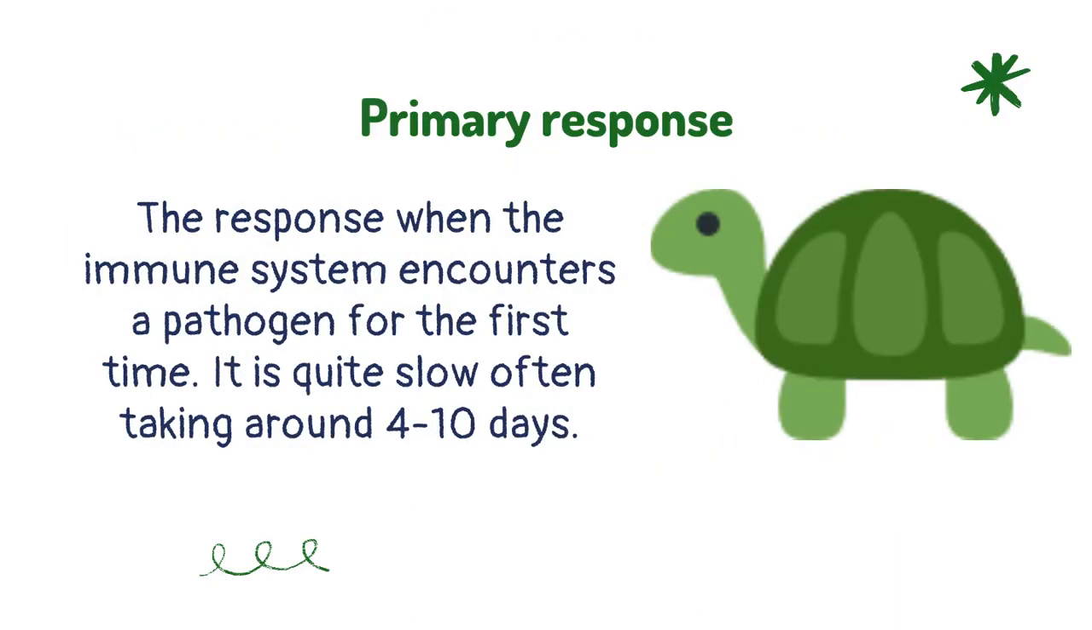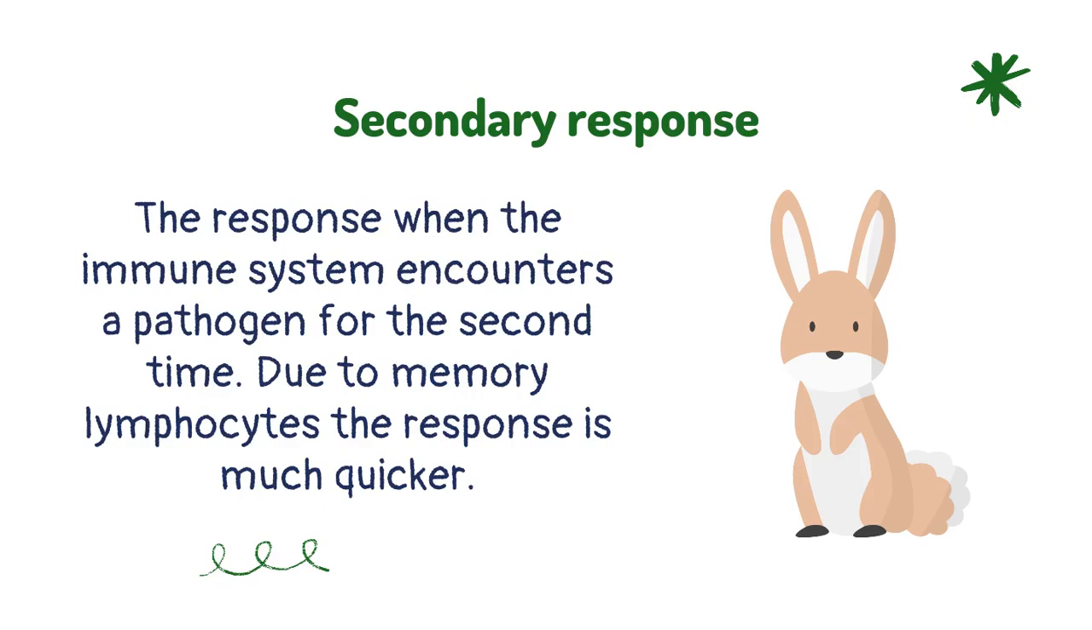The primary response is when the immune system encounters a pathogen for the first time. It is quite slow, often taking around 4 to 10 days. The secondary response is when the immune system encounters a pathogen for the second time. Due to memory lymphocytes, the response is much quicker.